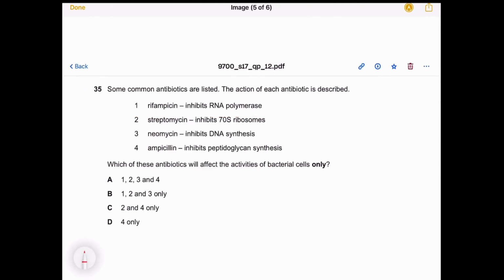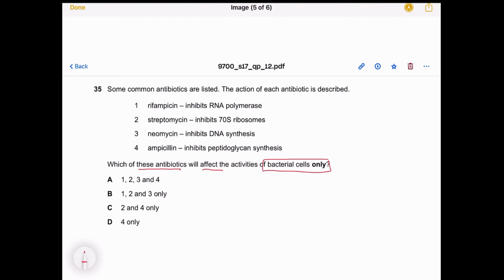This question requires not only your understanding about the action of antibiotics, it also requires your understanding about the structures of bacterial cells. So when we are talking about the actions of antibiotics, remember I said that antibiotics can either inhibit protein synthesis, inhibit DNA replication, inhibit the cell membrane function, or weaken the cell wall. So now the question is asking, which of these antibiotics will affect only the bacterial cells?